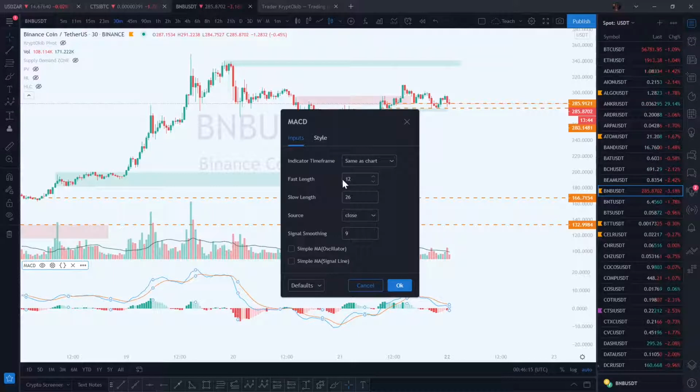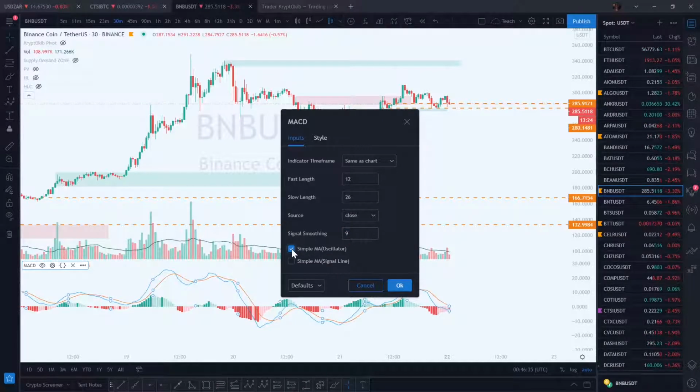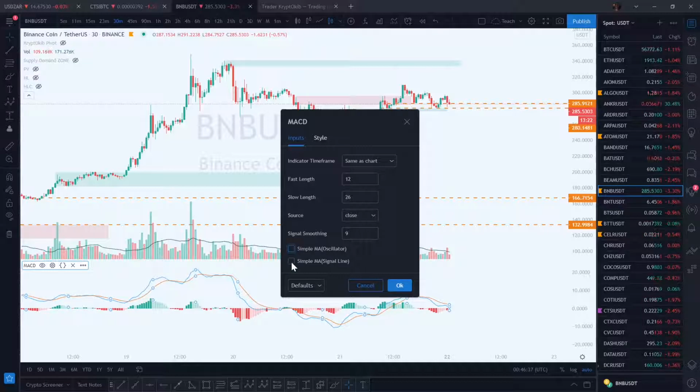This is a fast MA. It's used in calculating the length of the MA. Fast length 12 and the slow length 26. And the signal smoothing, total number of days to calculate this on, 9. See, simple MA you're selecting. They have even more features here. Then simple MA signal 9. You can enable all this, but let's just leave it as it is.